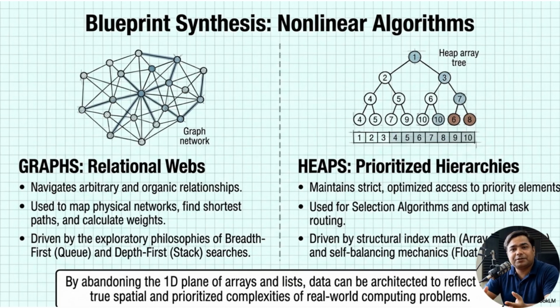Then we studied heaps. Heaps are prioritized hierarchies. They are used when we need fast access to the minimum or maximum value. A heap follows the complete binary tree structure and the heap property. In a min heap, the smallest value stays at the root. In a max heap, the largest value stays at the root. We also learned that heaps can be represented using arrays because of their complete structure. This allows us to calculate parent and child positions using index formulas.